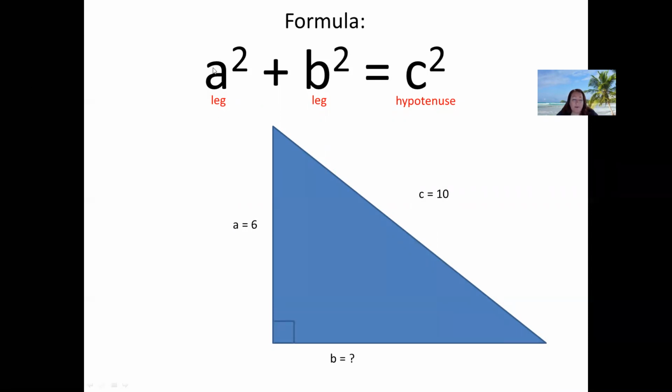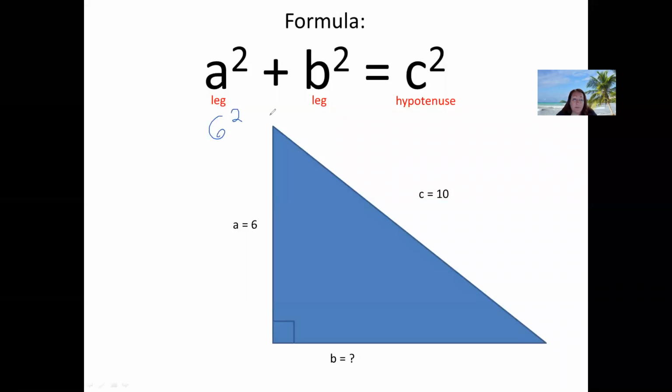So what am I going to put in for A over here? Oh, and by the way, for A and B, it doesn't really matter which one goes where, as long as they're both on the left side with the legs. All right, so they're telling us A is 6. So I'm going to say 6 squared plus B squared, because I don't know what that is. That's my unknown, so I'm just going to put a B there. The hypotenuse is 10 squared.